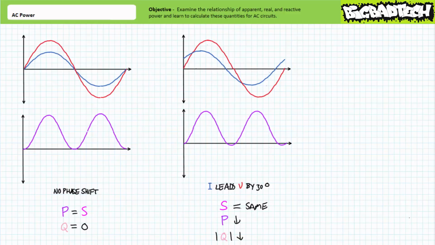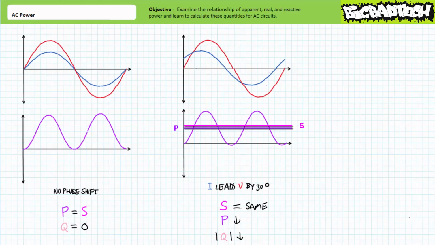Given this increased cyclical interchange of reactive power, real power, being the average of the power waveform, appears to be less than it was when voltage and current were perfectly in phase with one another. Apparent power for this scenario again remains unchanged. In summary, when current leads voltage by a small amount, apparent power remains the same, real power decreases, and reactive power magnitude increases.